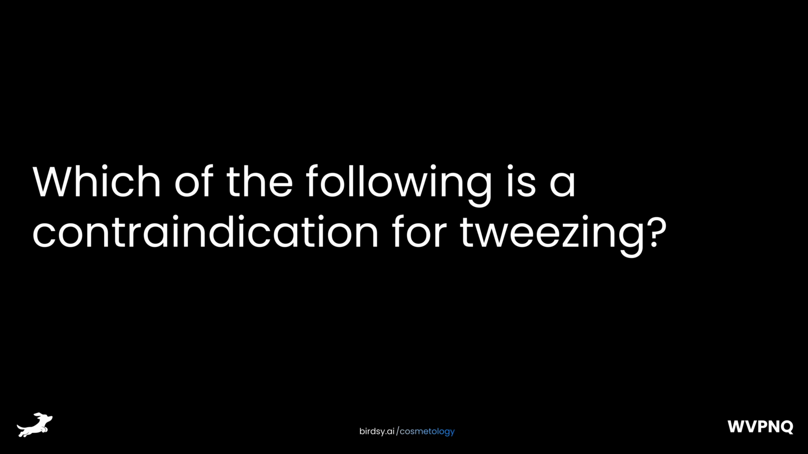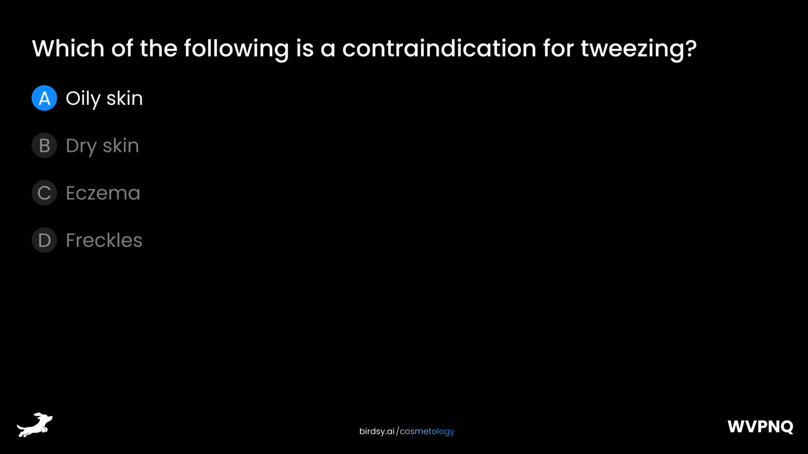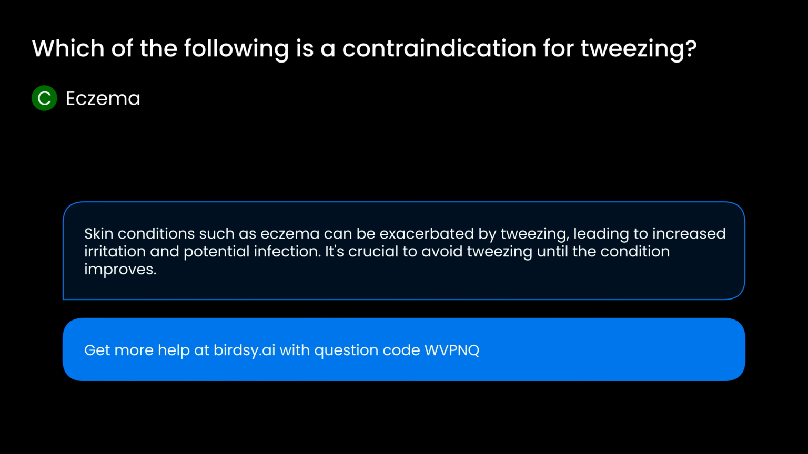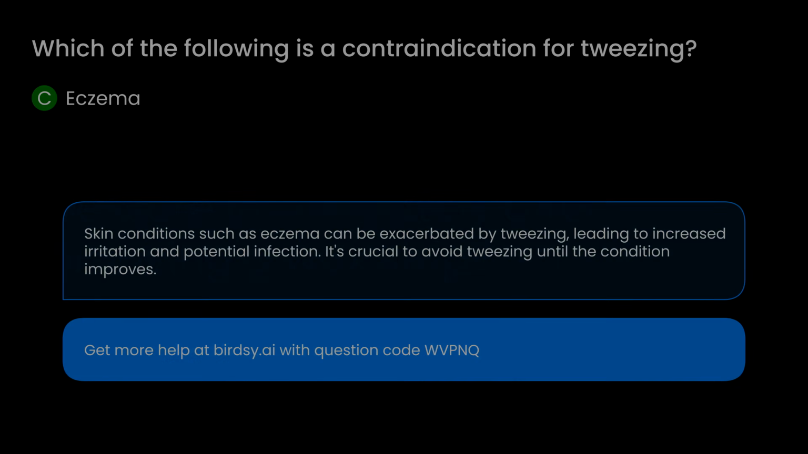Which of the following is a contraindication for tweezing? Is it A, oily skin, B, dry skin, C, eczema, or D, freckles? The answer is C, eczema. Skin conditions such as eczema can be exacerbated by tweezing, leading to increased irritation and potential infection. It's crucial to avoid tweezing until the condition improves.